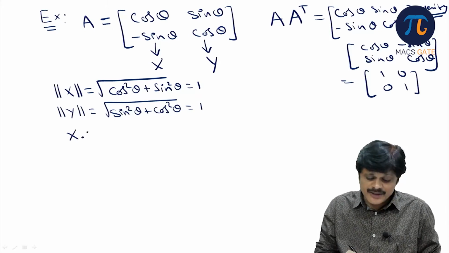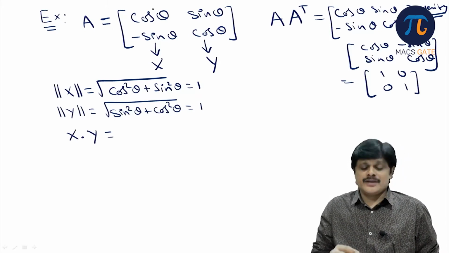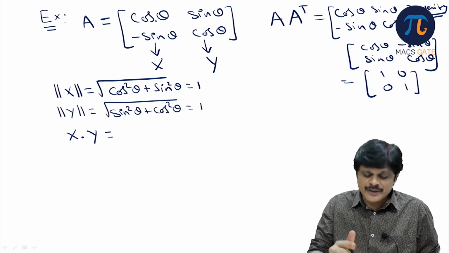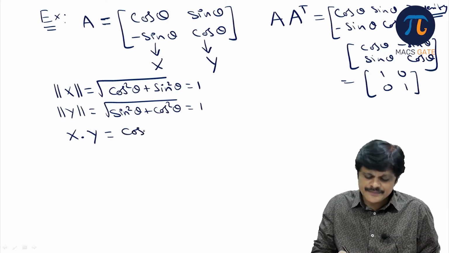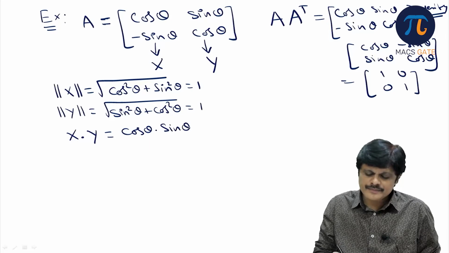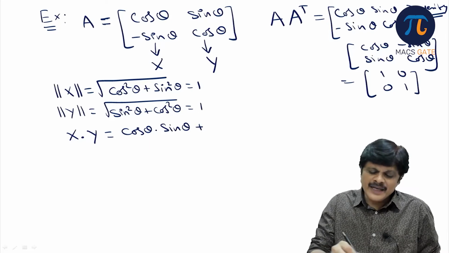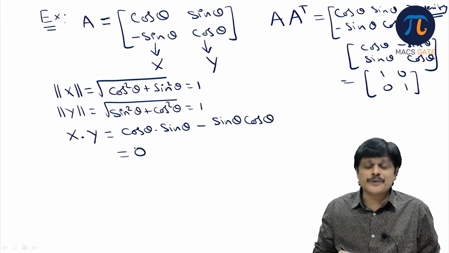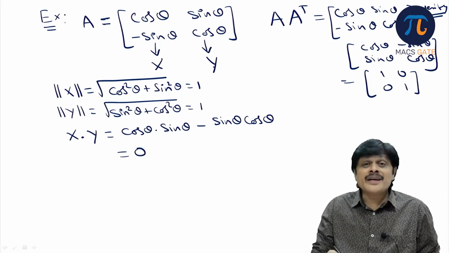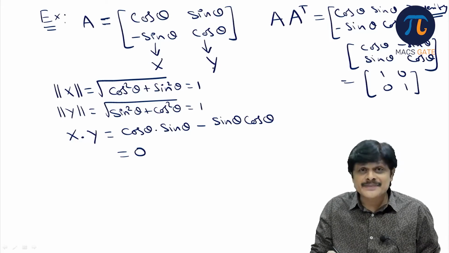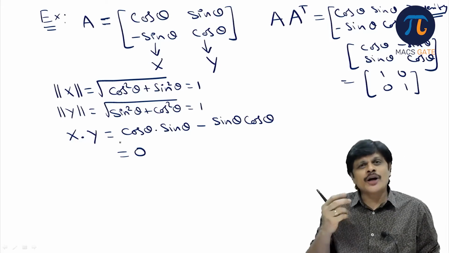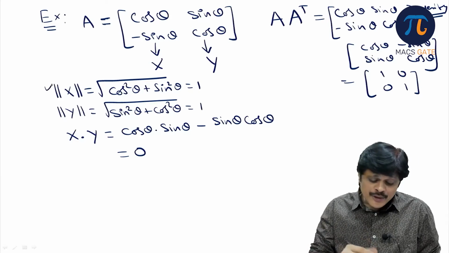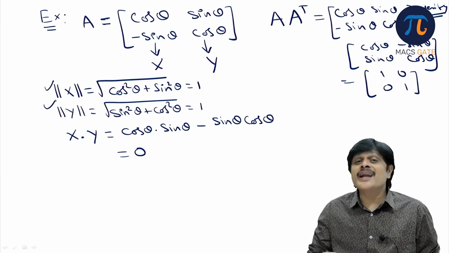Now the dot product. Dot product means take this vector and this vector, cos theta into sin theta plus minus sin theta into cos theta, plus into minus, minus sin theta into cos theta. So what happened? 0. So the columns are forming an orthonormal set. See, dot product is 0 means columns are orthogonal, and also the length of each vector is 1 means they are orthonormal.